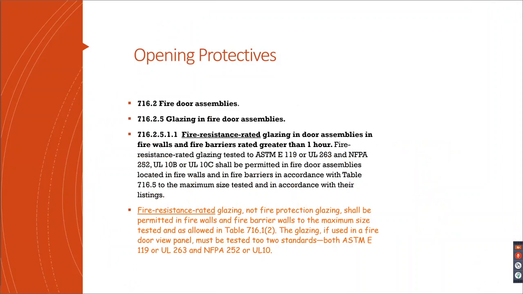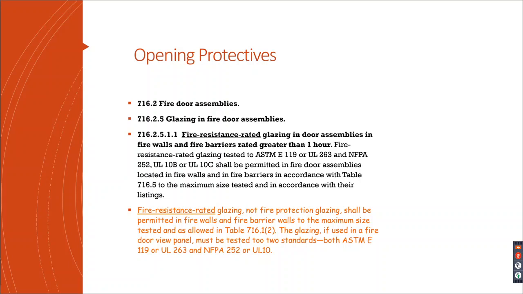Fire resistance rated glazing in door assemblies in fire walls and fire barriers. Now you're looking at fire walls and fire barriers greater than 1 hour. Those, when tested per the wall standards, ASTM E119, and then NFPA 252 or UL 10B and C, shall be permitted in fire door assemblies located in the fire walls and in the fire barriers in accordance with 716.5 to the maximum size that it was tested. What size was it tested at? It can be in there to that maximum size tested, and of course installed in accordance with its listing.